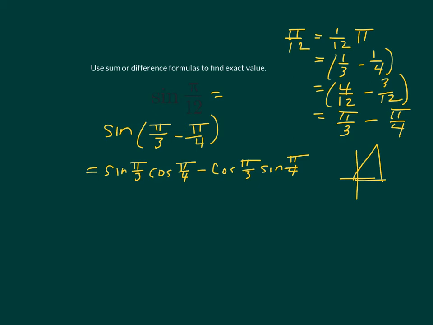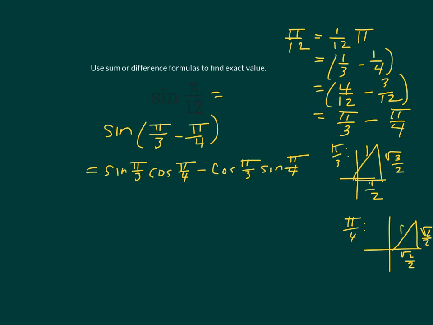Pi over 3 has 1/2, and then square root of 3 over 2, and 1 for our side measures. And then pi over 4 sitting on the unit circle, it's 45 degrees. We have square root of 2 over 2, square root of 2 over 2, and 1 for the sides of our triangle.